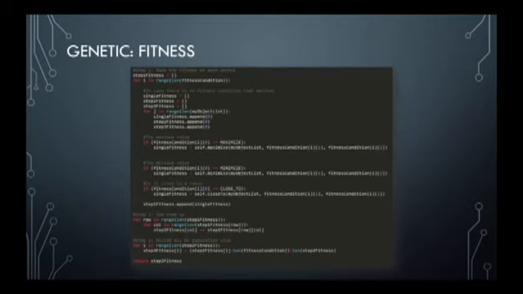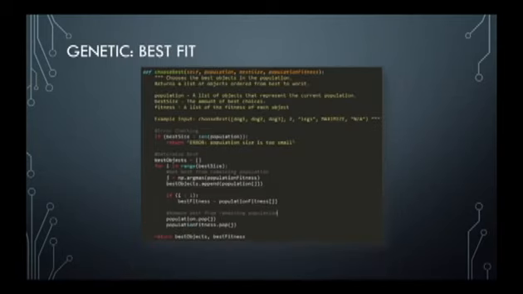The fitness function loops through each individual of the population and determines how well each individual fits the various goal conditions. The fitness for each individual is then given to a function that determines which individual of the population best matches the goal criteria.